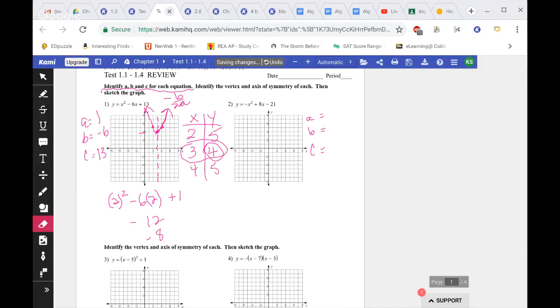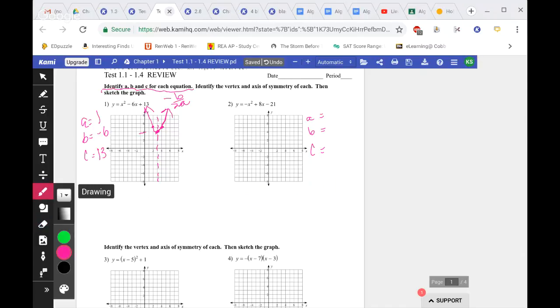All right, so the next one. I may need this area, so that's why I'm erasing this. I need all the space I think I can get on these. Okay, so identifying A, B, and C once again. It's -1, and then 8, and -21.